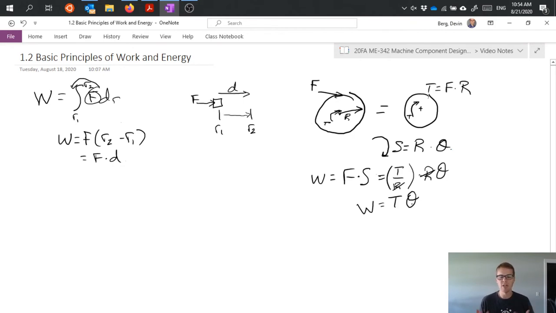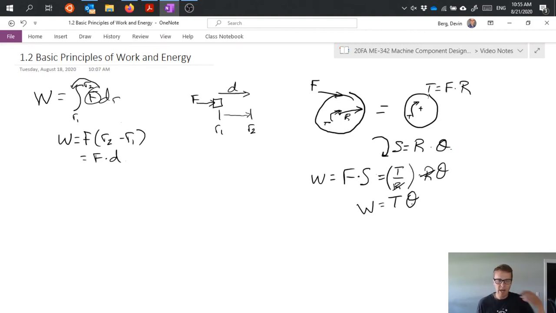That makes sense if we think about the rotational translation of the linear version: work equals FD, force times distance. The rotational version is torque times theta, so load applied over the distance that it changes. We can see that that should work for us.